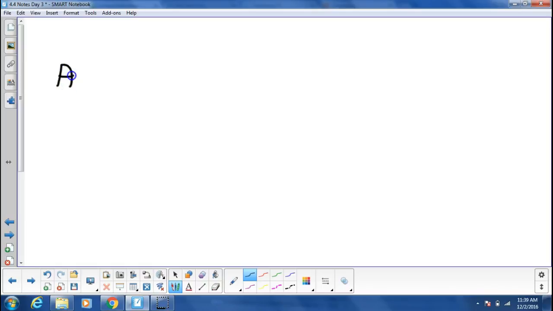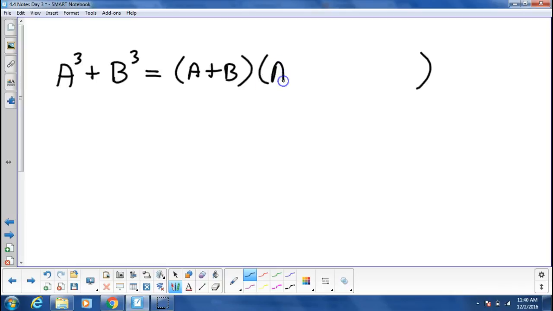If I have A cubed plus B cubed, that is going to factor into, my first factor is going to be what? The first factor. So what's in that first set of parentheses? A plus B. Remember, I cube root both terms to get that first factor. Now, my second factor is what? A squared minus AB plus B squared. Now, the nice thing about that second factor is it is prime. It's not factorable when you factor by cubes.